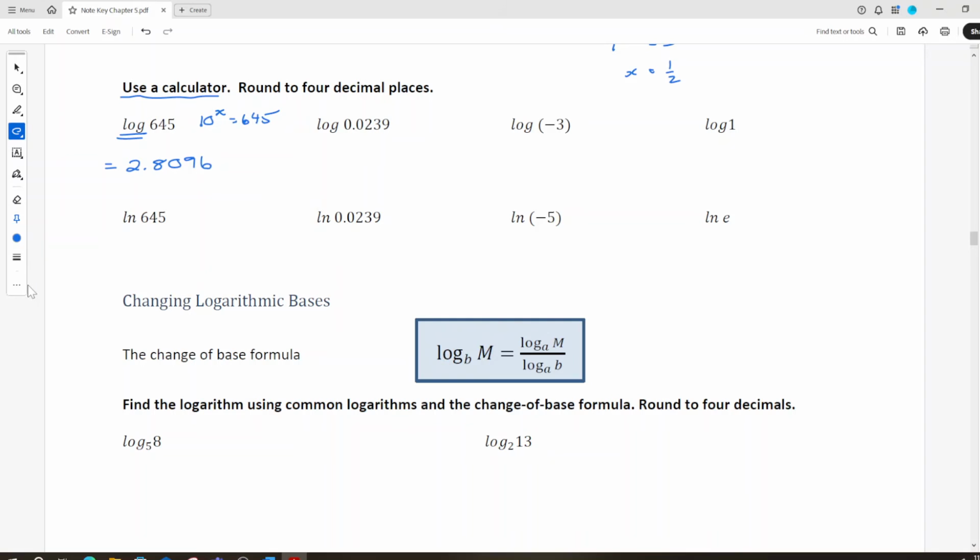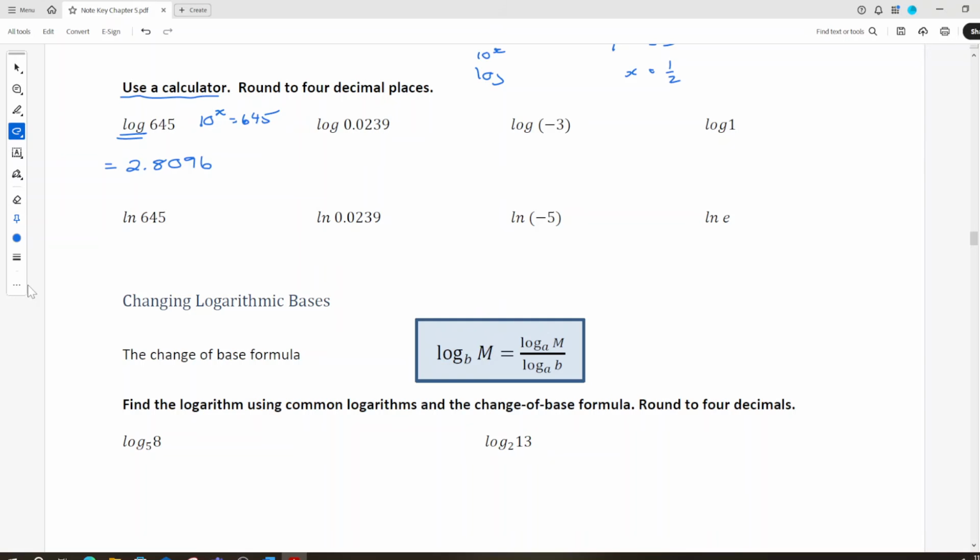What that means is if I wanted to check this, if I typed in 10 to the exponent, and actually, if you notice my calculator anyway, I have a log button, and then above my log button, I have a 10 to the x button. So if I just hit second function log, I get 10 to the, if I type 2.8096, I get 645. Now, not perfectly because I rounded, but close enough.